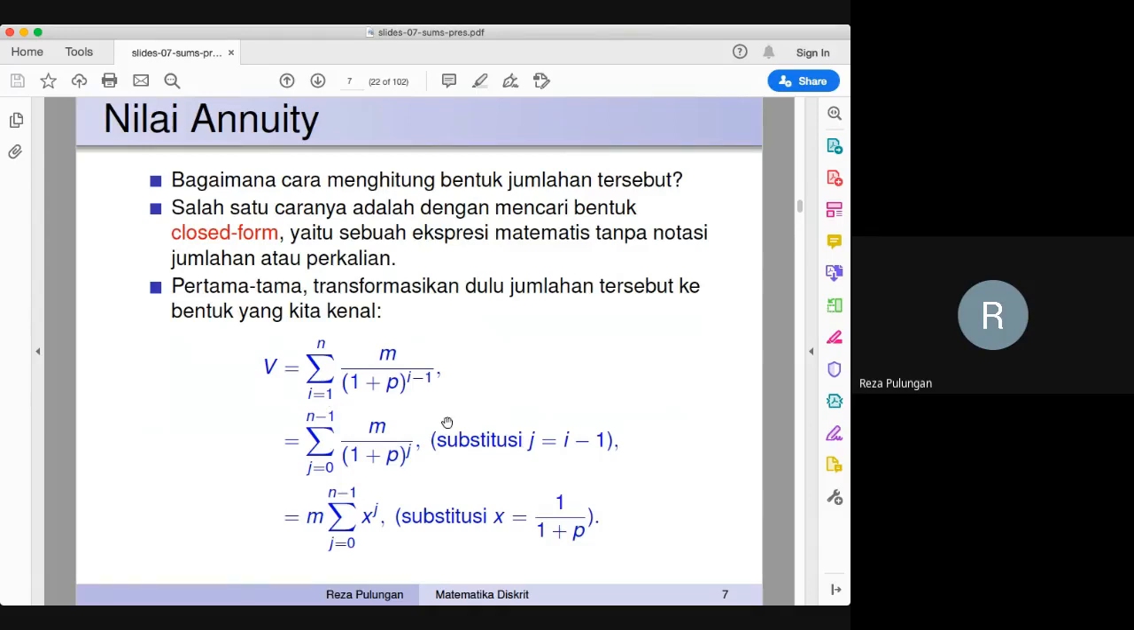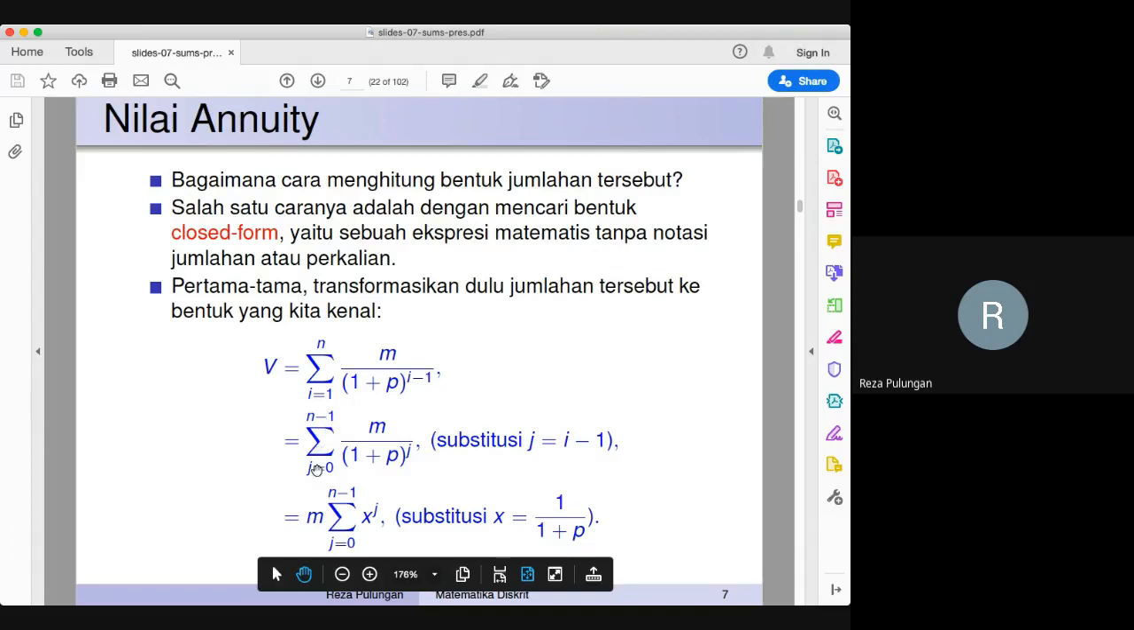Take, for example, j. j is equal to i minus 1. So if j is equal to i minus 1, then when i is equal to 1, j will be equal to 0. When i is equal to n, pay attention to this one, j will be equal to n minus 1. So you see, just by performing this substitution, we have this formula. And this formula is just the same as the previous one.